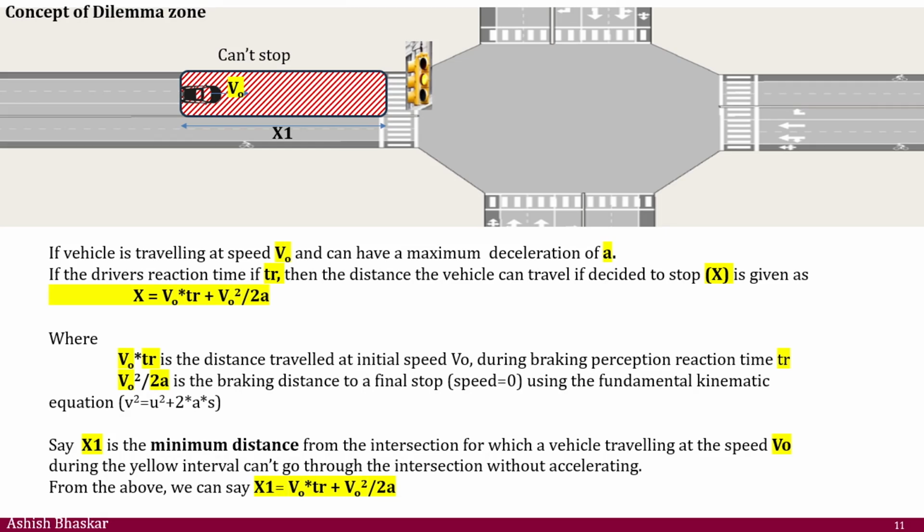Plus, we know that V squared is equal to U squared plus twice AS. So that's the distance the driver is going to move further to stop, right? But that is the distance. X is the distance.